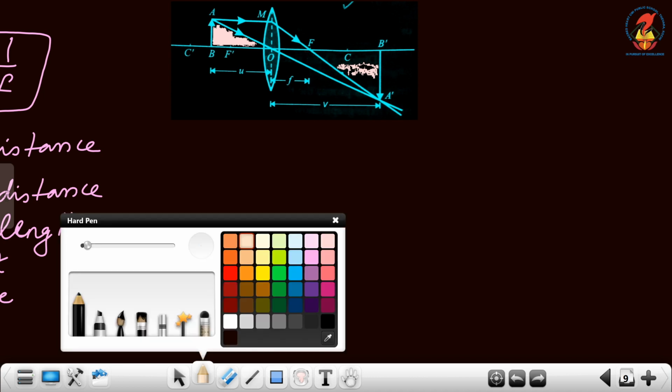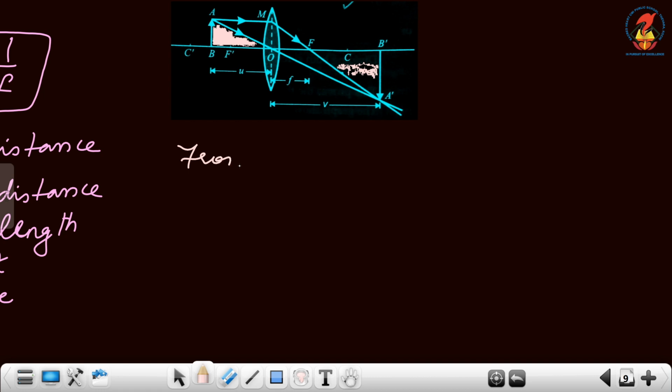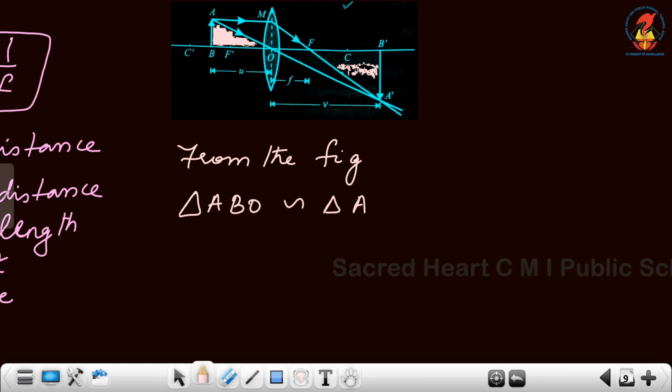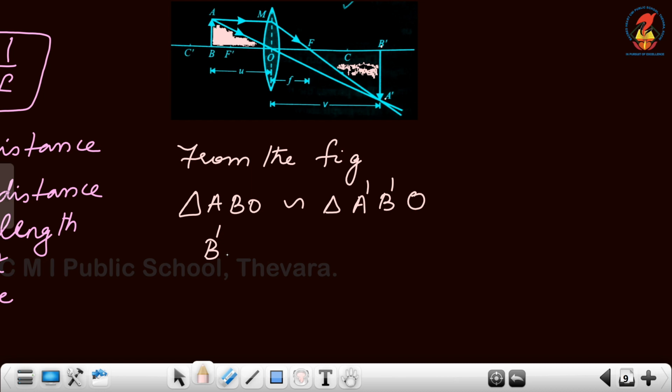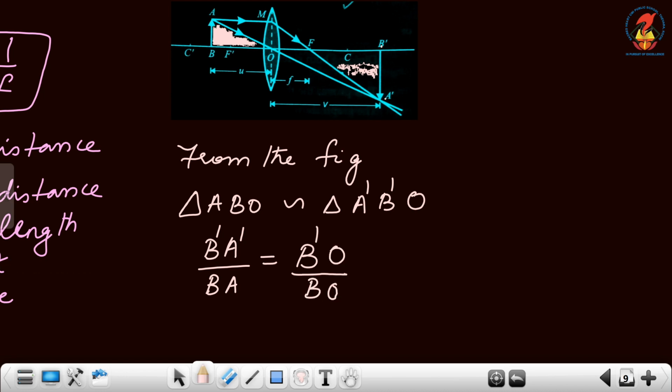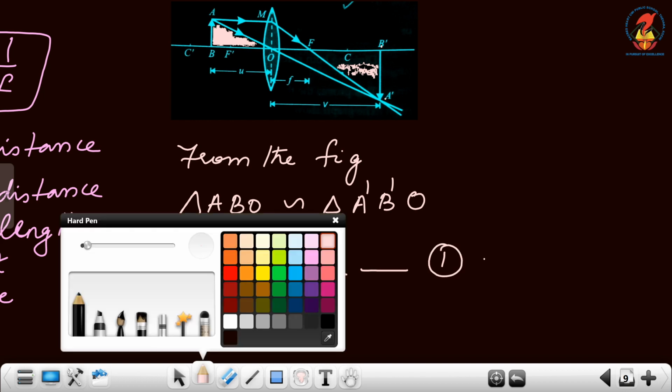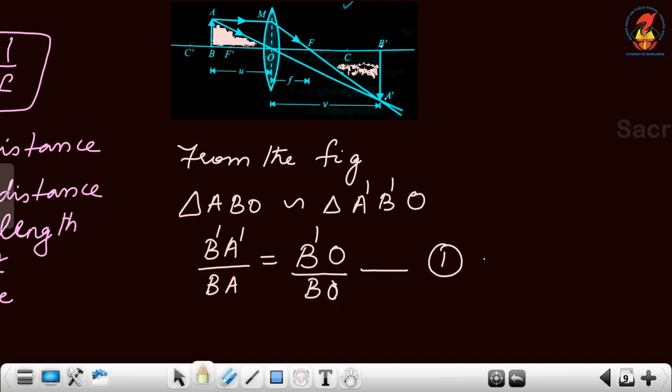Okay, so from the figure, triangle ABO is similar to triangle A dash B dash O. So we can write B dash A dash divided by BA, or AB, is equal to B dash O divided by BO. So B dash A dash divided by BA is equal to B dash O divided by BO. This is the first equation.